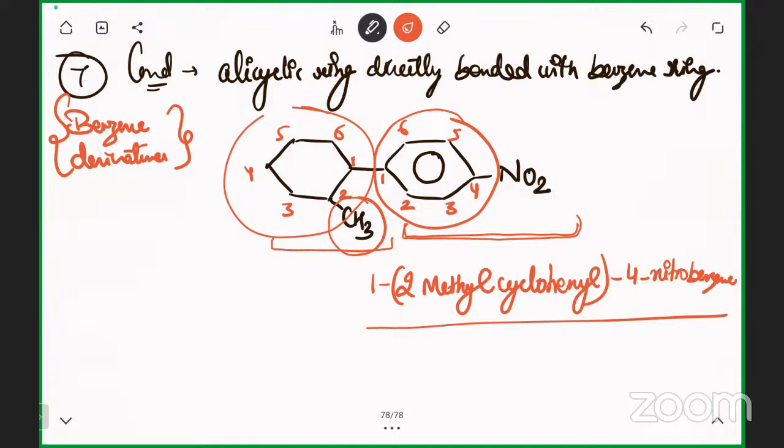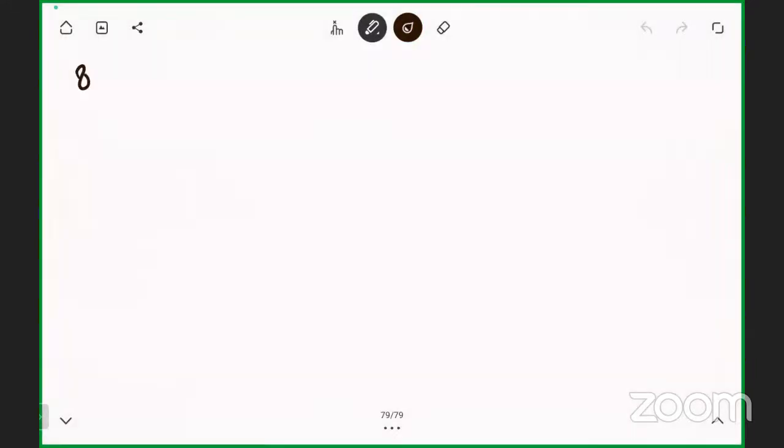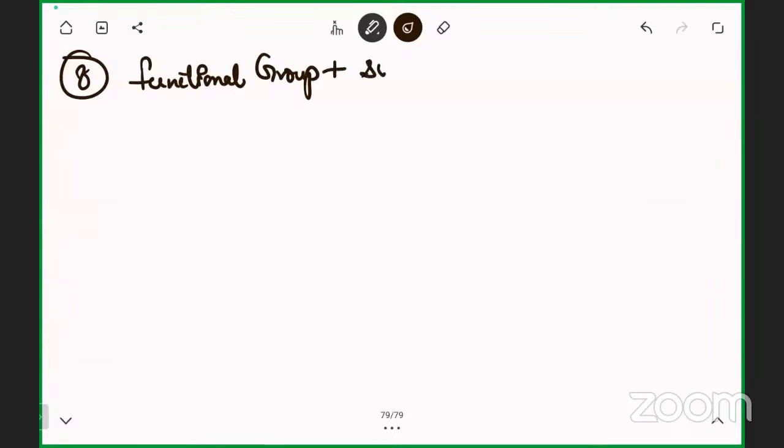Yes, sir. Okay. The next point is the 8th point. In the 8th point, what you have to do: if a functional group is present with other substituent groups, the condition is functional group plus substituents. Then you will write the substituent as the prefix and the other compound as the main chain. Just look at the example.